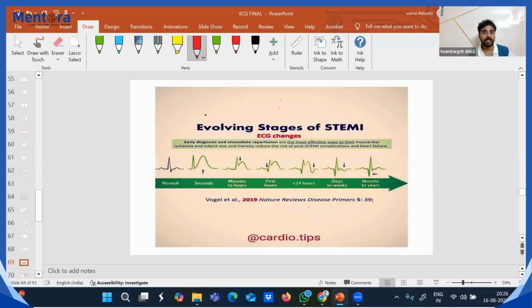This is the evolving stages of MI as I discussed. This is a normal P, Q, R, S, T. Within seconds there is no ST elevation, just some T wave elevation, the hyperacute T wave. After this you have ST elevation. This is the baseline, and this is J point elevation. That is ST elevation. Then you will see ST elevation and T inversion. Then you can see pathological Q waves. Understand? Clear?